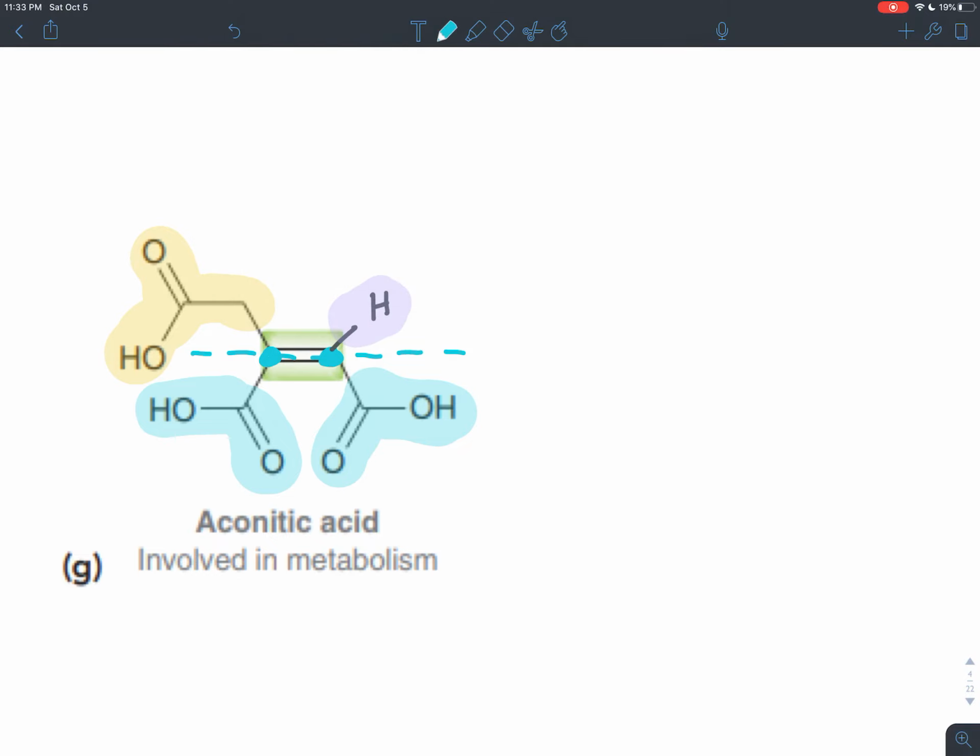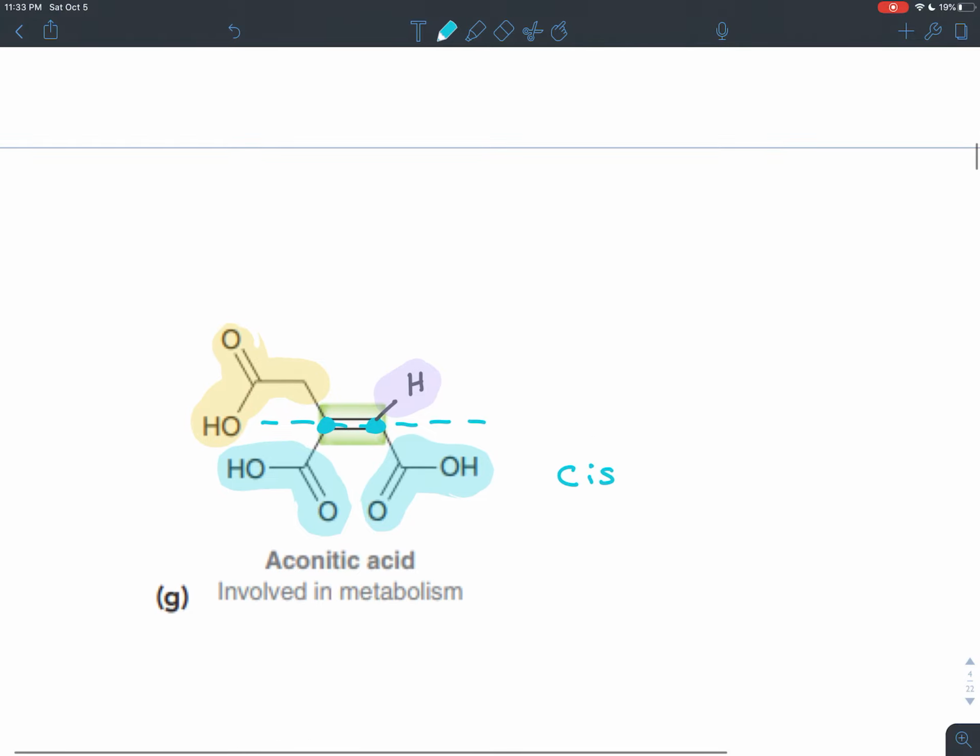And so in this example, the two things that we have that are the same are those blue groups. Those are both on the same side of that dotted line. And so this double bond is in the cis conformation. So that's going to be cis-aconitic acid.